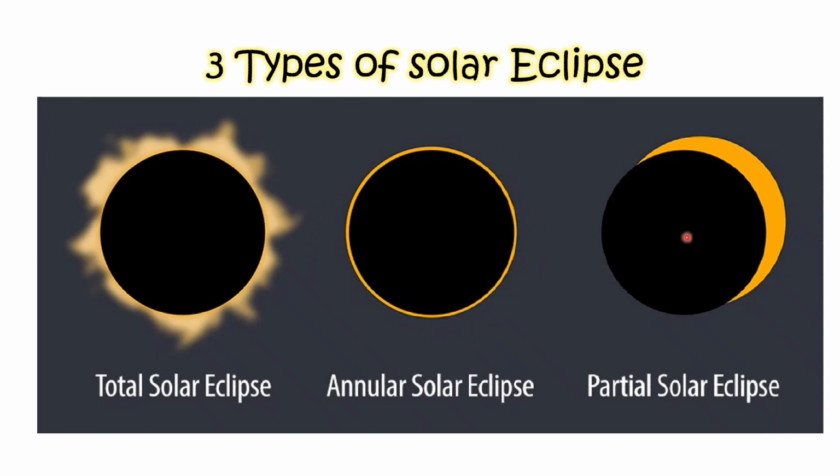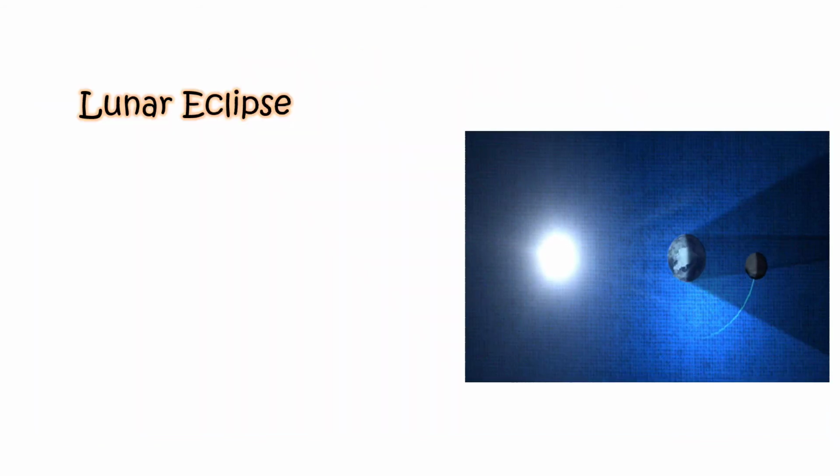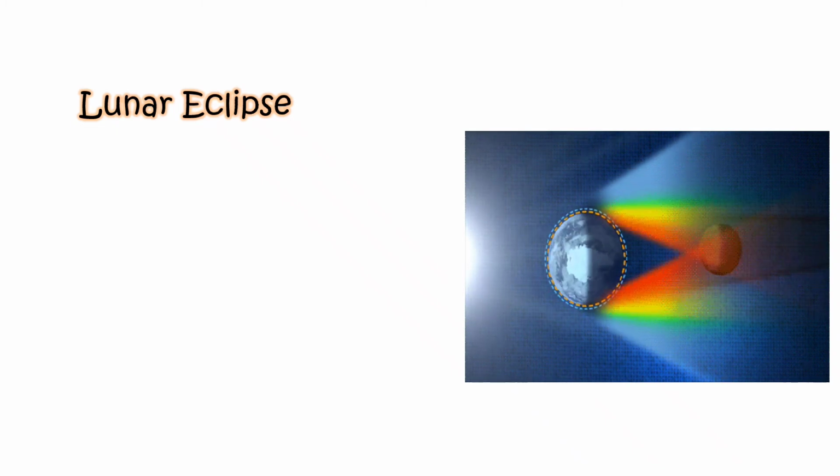And then this is the last type of solar eclipse. When we say partial solar eclipse, it means an eclipse of the sun in which the moon does not completely hide the solar surface. So there is still some part visible. Partial. So not all parts of the sun are blocked by the moon. So that is partial solar eclipse.